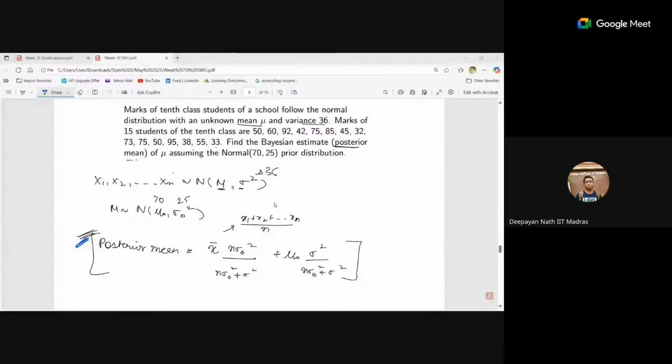Okay, ma'am. Understood. For the normal distribution, just remember the posterior mean. Other than that, for the beta, the gamma, geometric and everything, you can calculate. It's a very simple calculation. You can do that, but not for the normal. That's why we are telling you to just remember this posterior mean formula only for the normal case. Understood. Yes.